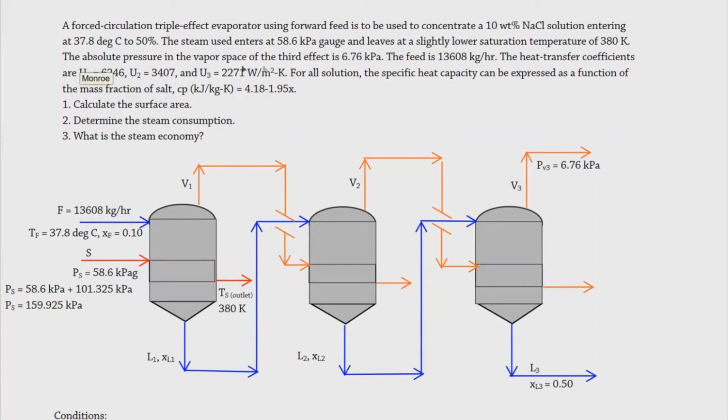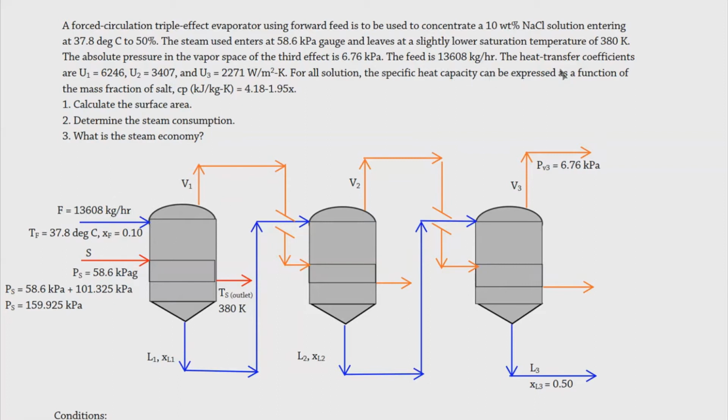And then the third one, the absolute pressure in the vapor space of the third effect is 6.76 kilopascal. So, this is PV sub 3. That's 6.76 kilopascal. Absolute naman yan. So, di natin kailangan convert. This vapor space, each one of them has its own vapor space. Ito yung sa effect 1. Ito yung sa effect 2, and then ito yung sa effect 3. So, dun sa vapor space ng effect 3, ito yung ating pressure, or dun na yung ating operating pressure mismo na sinasabi. Okay? And then, sabi dito, the feed is 13.608 kilograms per hour.